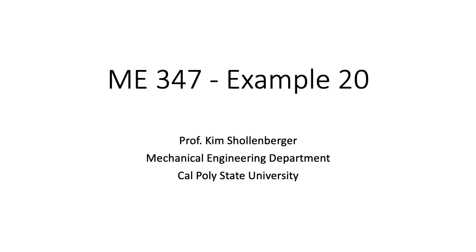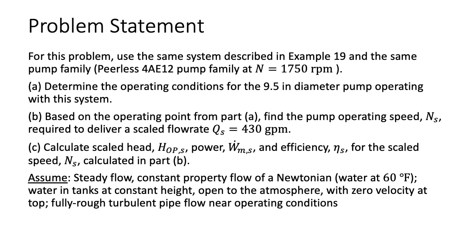ME347 Example 20. For this problem, use the same system described in Example 19 and the same pump family, which is the Peerless 4AE12 pump family operating at 1750 RPM. For Part A, determine the operating conditions for the 9.5-inch diameter pump operating with this system.